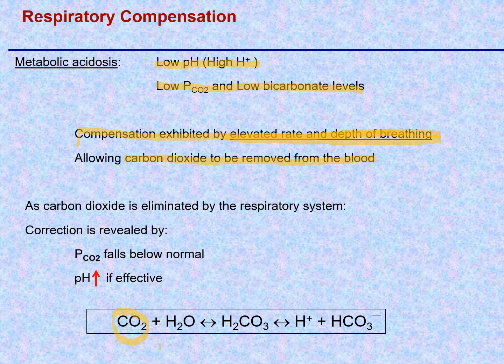As the carbon dioxide gets eliminated, the correction gets revealed because the PCO2 falls below normal levels, and so that's why you have this low PCO2. PCO2 is getting blown off because of the elevated rate and depth of breathing. And it's falling below normal levels, and the pH is rising. If that mechanism is effectively responding and correcting the metabolic acidosis, then the pH will rise.